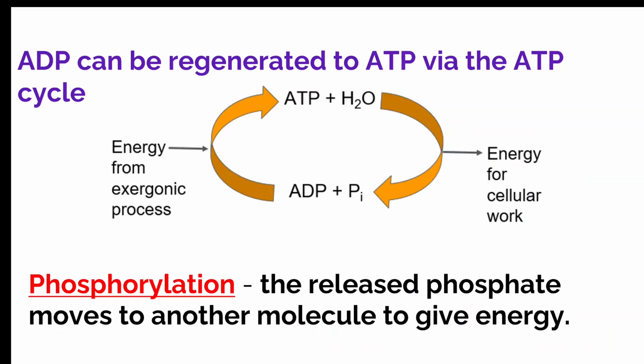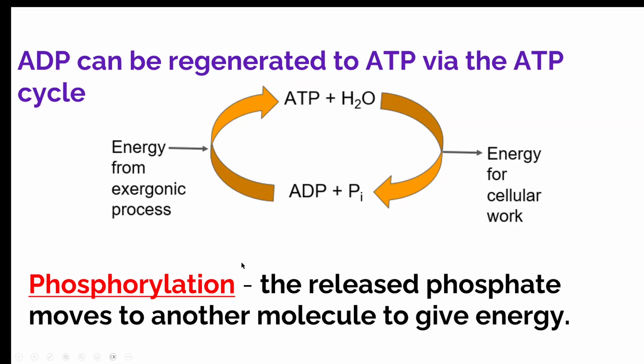Like I mentioned before, ATP can be regenerated from ADP via the ATP cycle. We have ATP plus water, a hydrolysis reaction that gives us the energy for cellular work. Then we take that last phosphate group and add it back to ADP, and we get energy from the exergonic process to form it back into ATP. This whole process, when we add a phosphate group, is called phosphorylation. This is a very important vocab word.